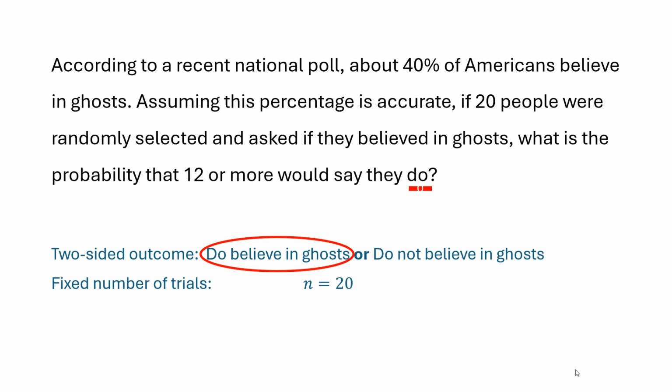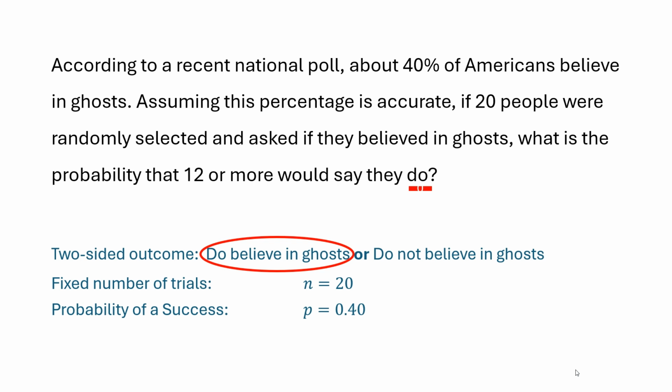So the next thing we need to determine is, do we know the probability of a success? And in fact, we do. We're going to trust the national poll that says about 40% of Americans believe in ghosts. So that means our P is equal to 0.40.